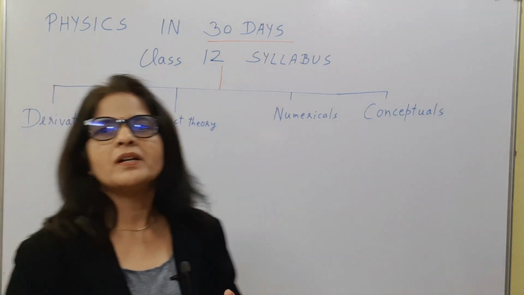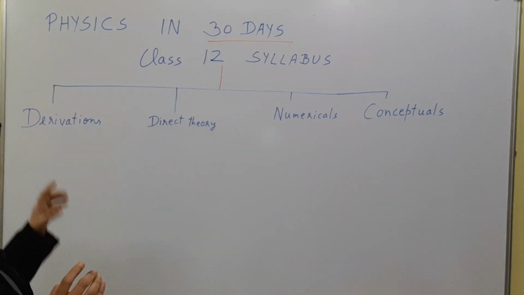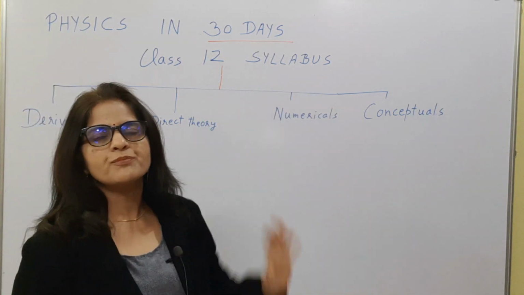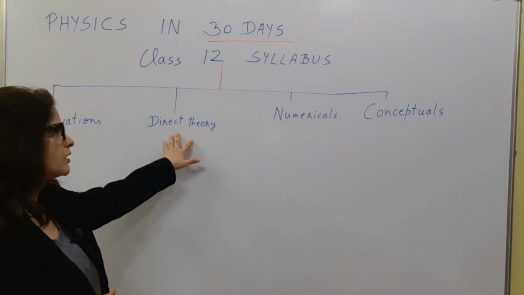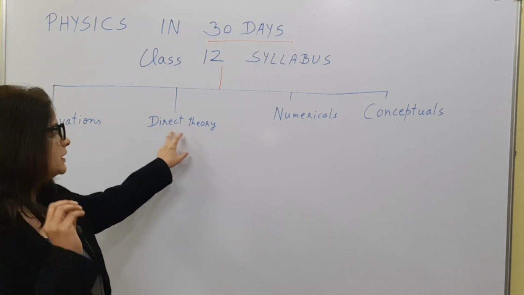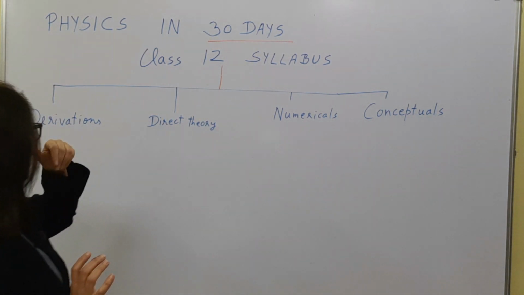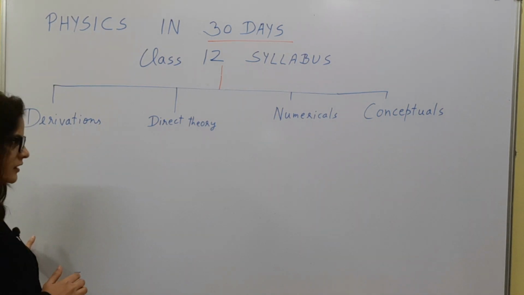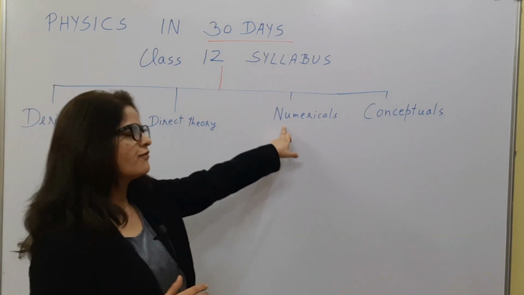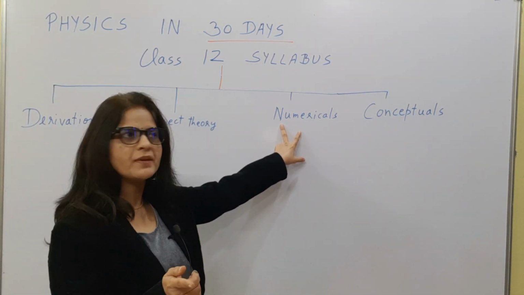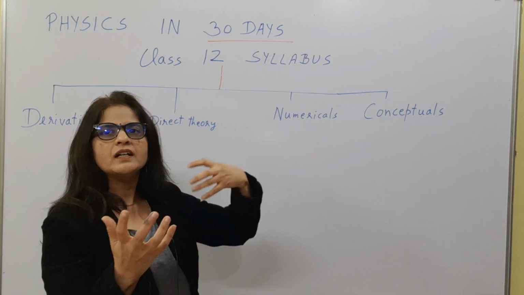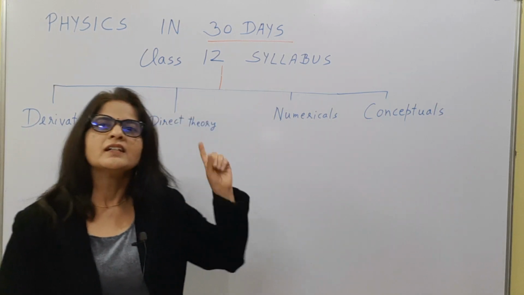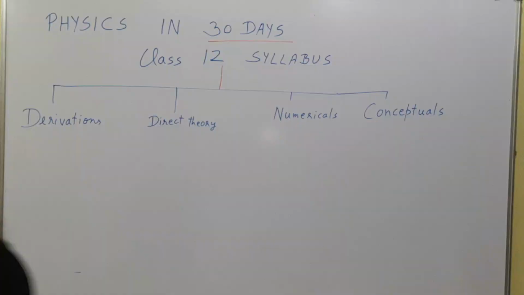So in the physics paper you have mainly 4 types of questions. One is your derivations, then your direct theory questions, then numericals and conceptuals. So for direct theory questions, you have to directly learn the language of the theory questions and as per that you can answer that. For derivations, I'll give you some important tips. For numericals, you have 2 types of numericals. One is direct formula based and the other is interrelated formula based, right? Then we have conceptual. So let's take the tips for the derivations first.